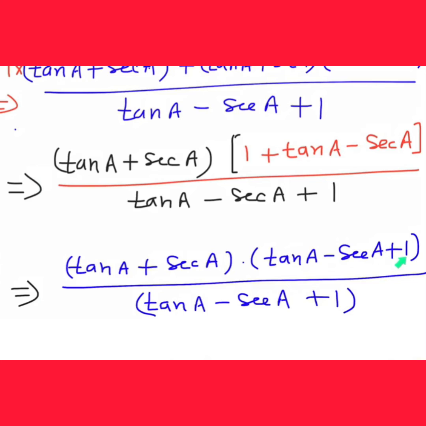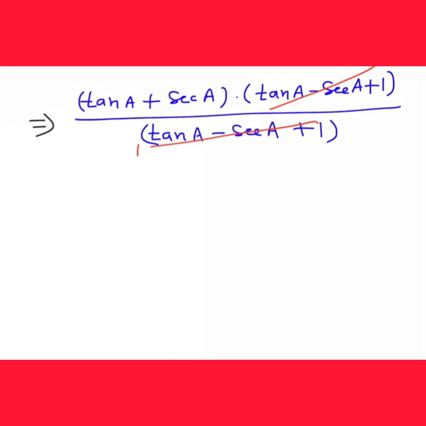Now you observe very carefully, tan A minus sec A plus 1, and here is tan A minus sec A plus 1, means this expression is same to same. So we will cancel out the whole term. Now remaining is 1 only, and in the denominator what is remaining? Only 1. So after this step we will write tan A plus sec A, and divide by 1.